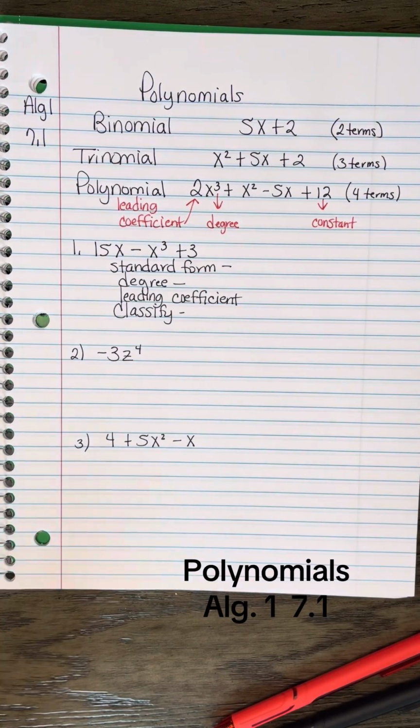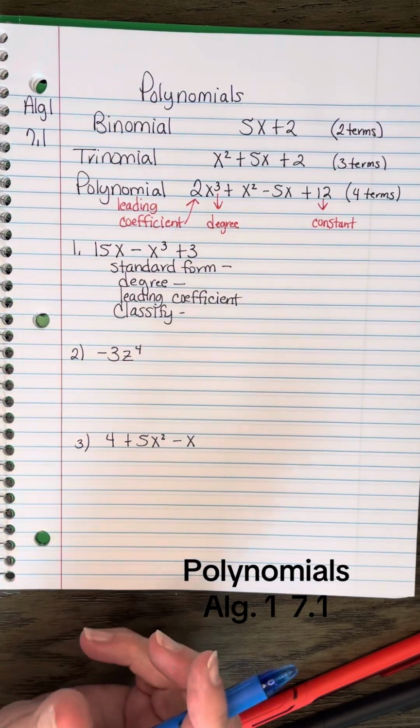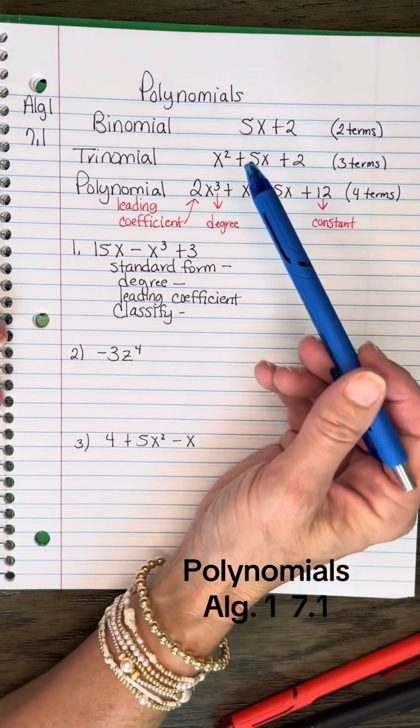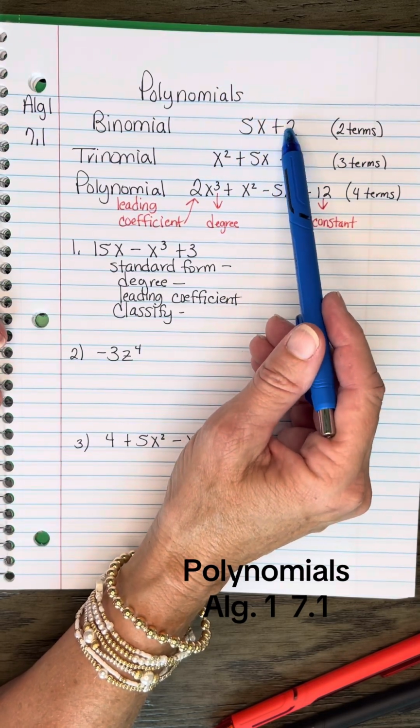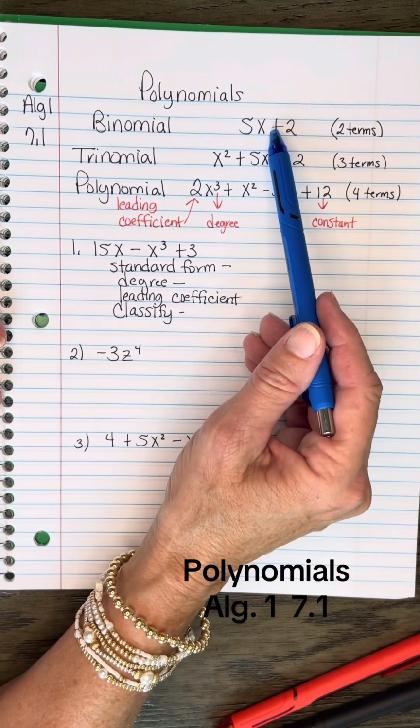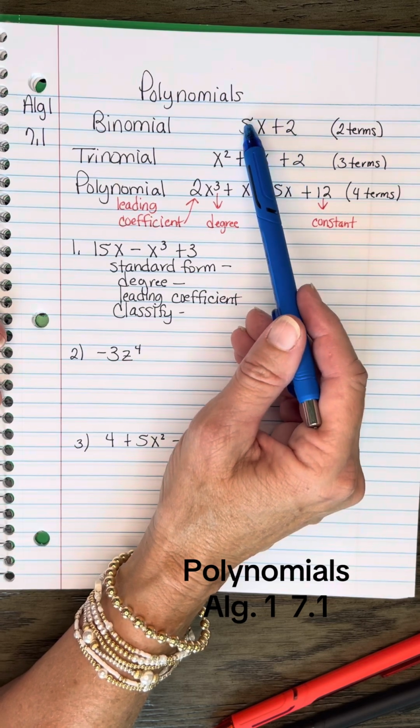Polynomials. Okay, so we studied monomials, which was one little term, in the last video. Now we're going to talk about polynomials. If you have two terms, each one of these terms is separated by a plus or a minus. And there are two terms here.